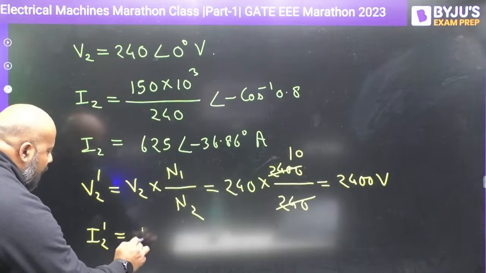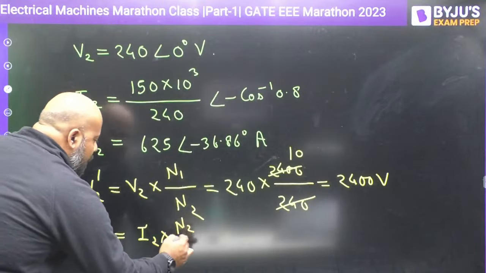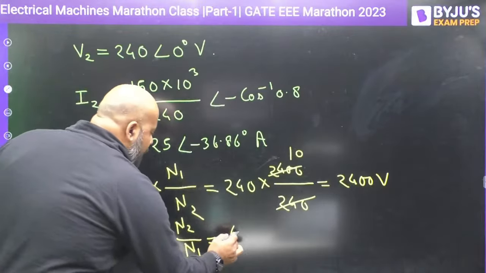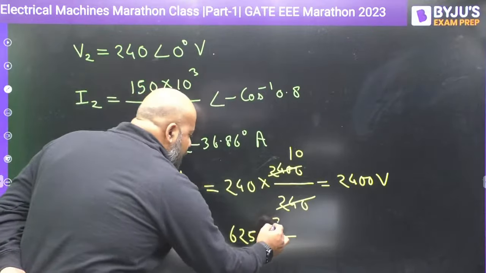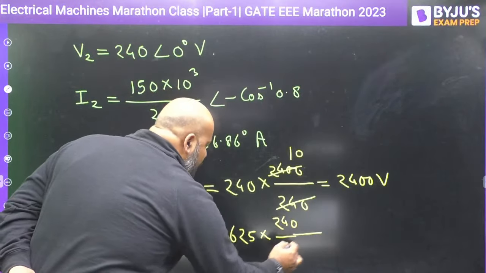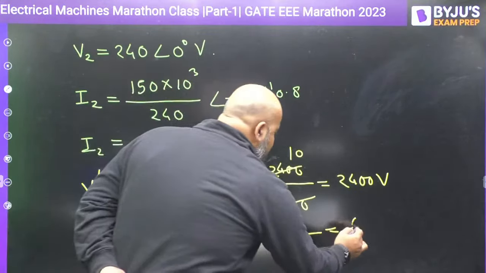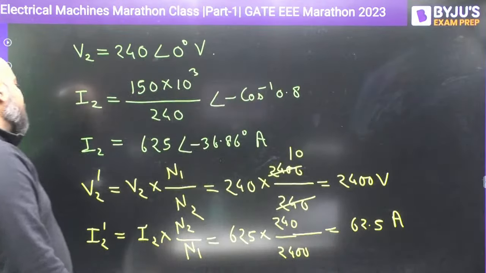What is I2 dash? It is going to be I2, and instead of N1 upon N2, it is going to be N2 upon N1. So I2 is 625, N2 is 240, N1 is 2400. So it is going to be 62.5 amperes. Just the magnitude I am saying.